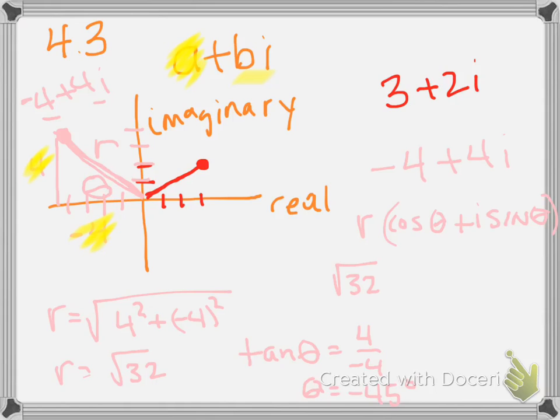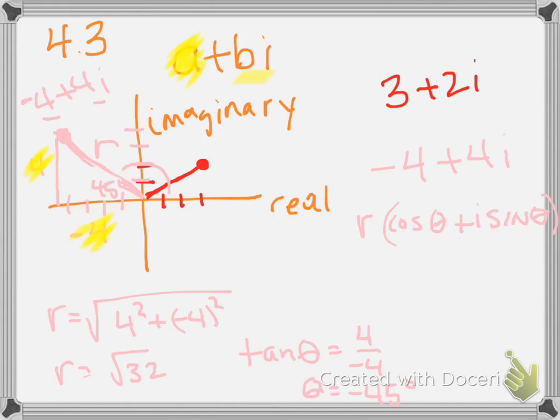If I know that theta is 45 degrees, and I'm going to go ahead and label that right here, then what is that angle right there? Well, it's got to be 180 minus 45. What is 180 minus 45? 135. So the square root of 32 cosine of 135 plus i sine of 135. I ran out of room right there. Let me see if I can write that a little bit better.